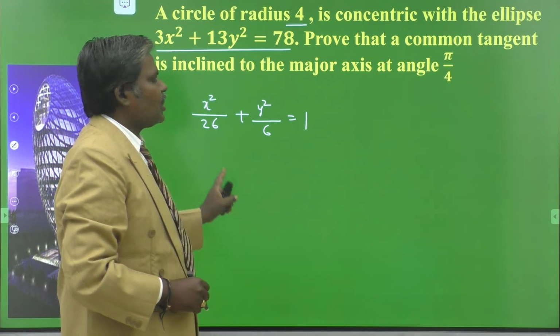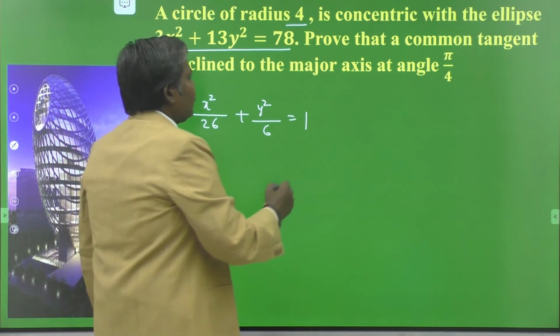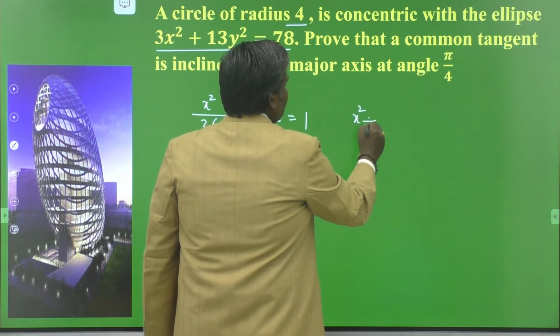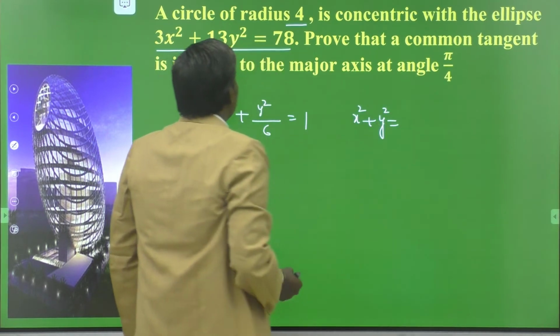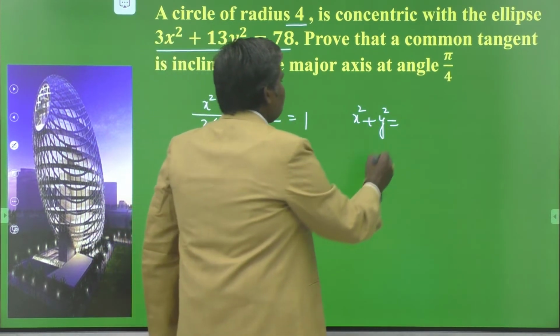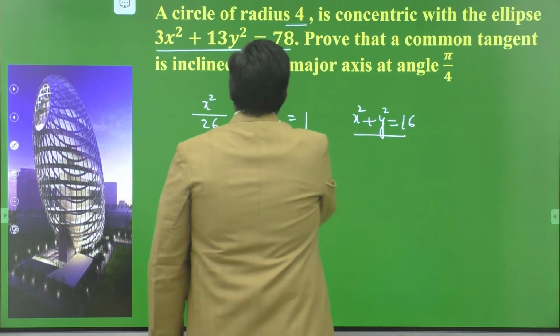Its center is 0, 0. So write the equation of circle with center at 0, 0. We mean x square plus y square, having radius 4 units, r square is 16. These are the two curves.